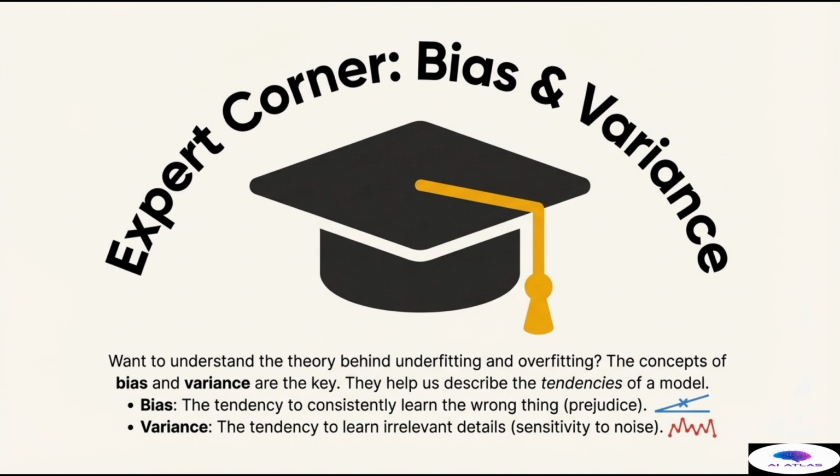We often think of bias as prejudice. The model has a strong, simple idea that consistently misses the mark. Second, we have variance. Variance is the tendency for a model to learn irrelevant details or noise. It describes how much the model's predictions would change if we trained it on a slightly different training set. If a model has high variance, it is overly sensitive to small fluctuations and outliers in the training data. High variance is synonymous with overfitting.